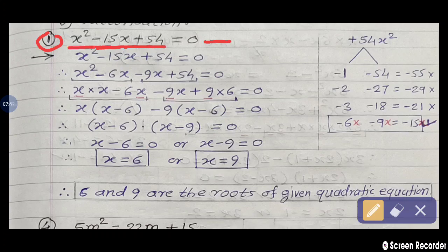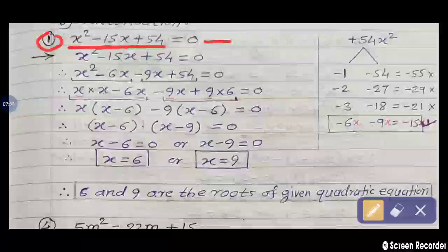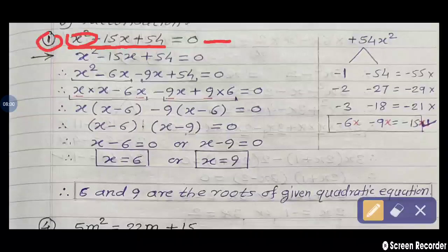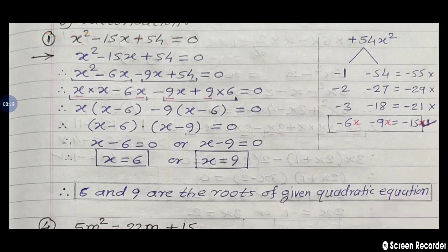For finding the factors, our basic rule is to multiply the first term, that is x square, and the last term, that is the third term, 54. So x square multiplied by 54, what are we getting? 54x square. This is the product required to solve this quadratic equation. And the middle term is given here, that is minus 15, that is the sum. So our product is plus and the sum is minus.